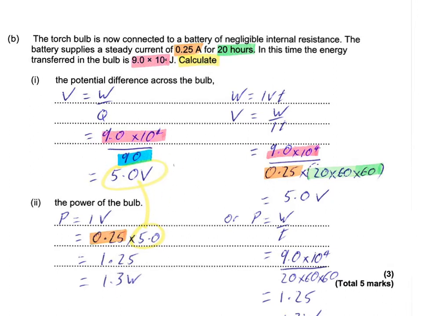We could alternatively use electrical energy as IVT. V is energy over IT. Of course this is the same sum ultimately because IT is Q, I'm just working it out from scratch. It is 9.0 times 10 to the 4 divided by 0.25 amps times the 20 hours, 20 times 60 times 60 seconds, which again leads me to 5 volts.